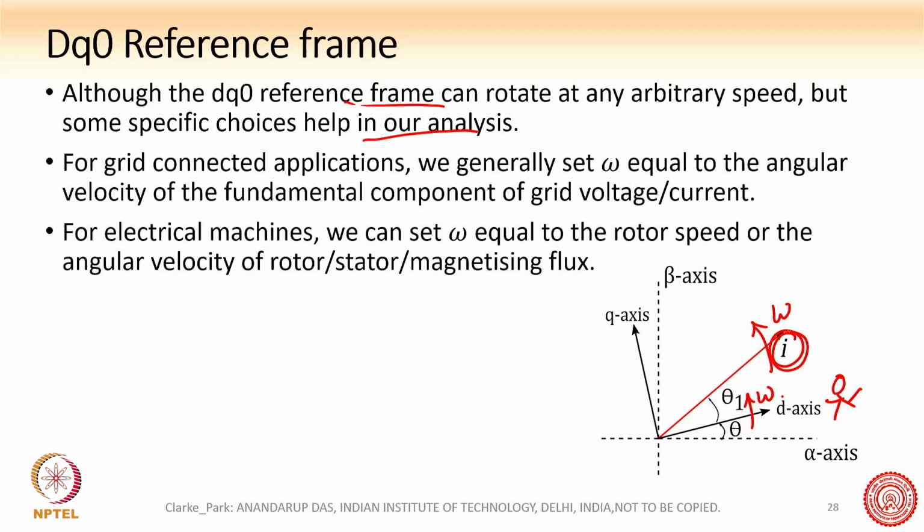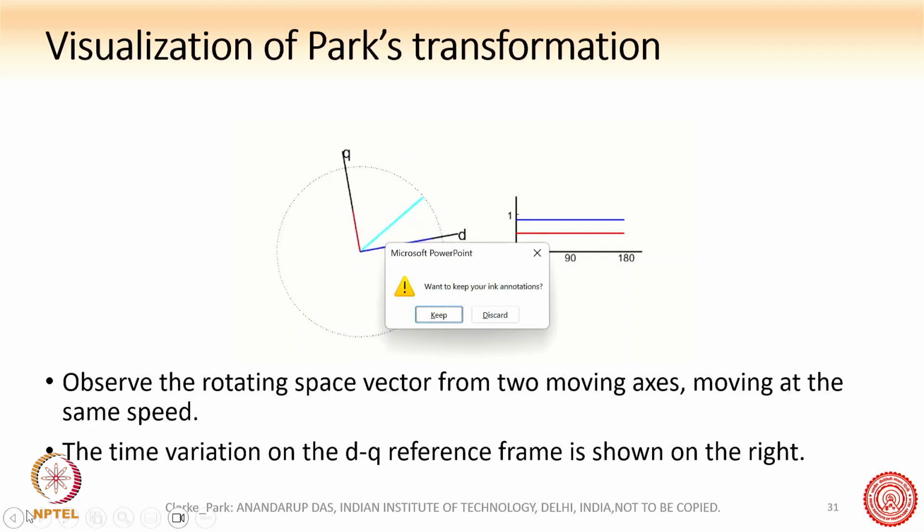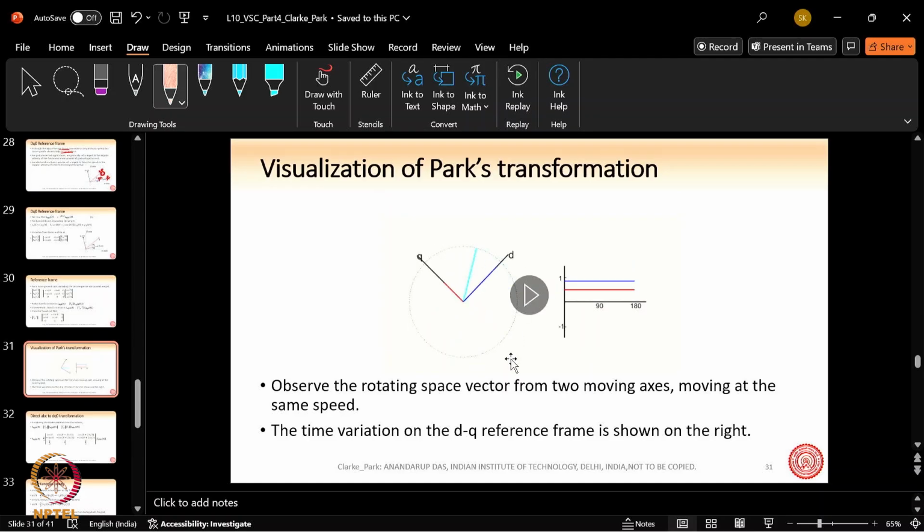So now we are going to observe this current space vector, but we are going to rotate at the same speed as the current space vector. Then how will it look? This is how it will look. I have stopped the animation for a moment. Now you can see the d axis is rotating here and the q axis is rotating, and the resultant space vector is here. The space vector is the light blue one, but now I am observing from two dq axes which are again rotating at the same speed.